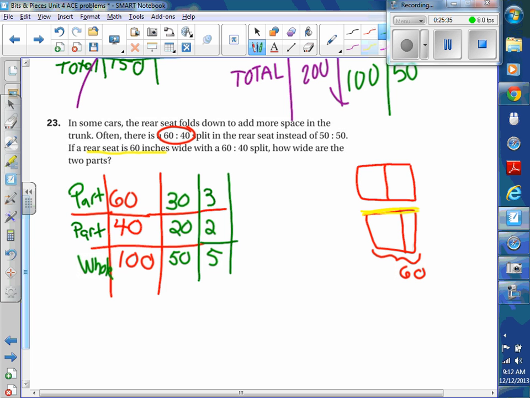So if you have one of those cards, let me draw a better picture. It's divided into 6 to 4. They're saying that's the ratio, 6 to 4, but they're also saying the whole thing's only 60 inches. So I need to make the whole 60. Can you do that?